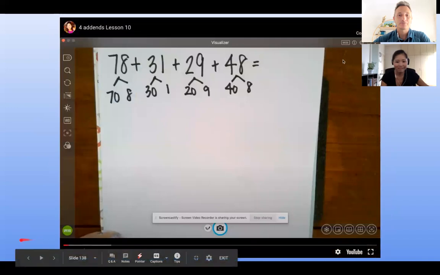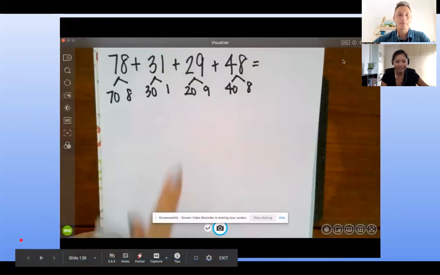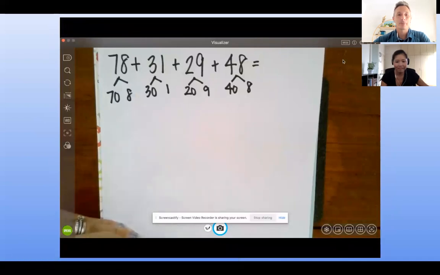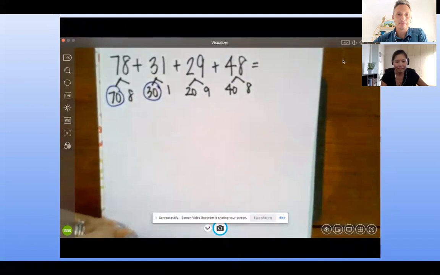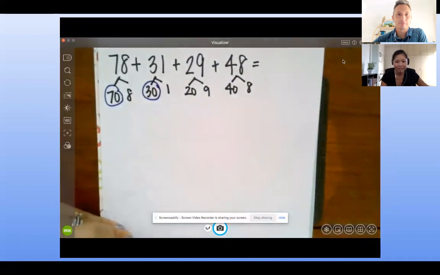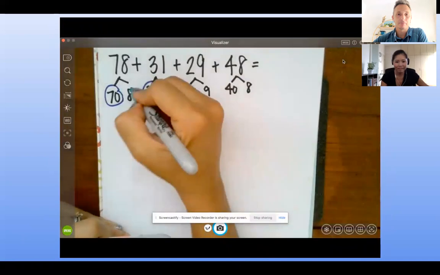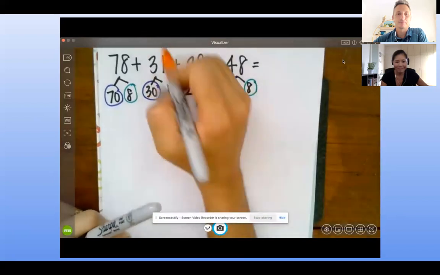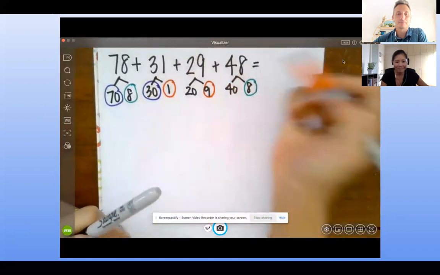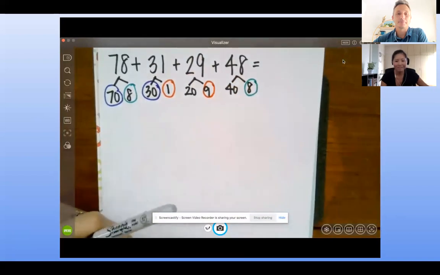Okay, so I'm going to add these 4 numbers. I've already decomposed all of these numbers, and I'm going to be looking for making 10, making 100, and doubles. Ooh, I spot 70 and 30. That makes 100. I also spot a double, 8 and 8. And I know in a snap that's 16. I also spot 1 and 9. Those are friends of 10. Okay, I think I'm ready to add.